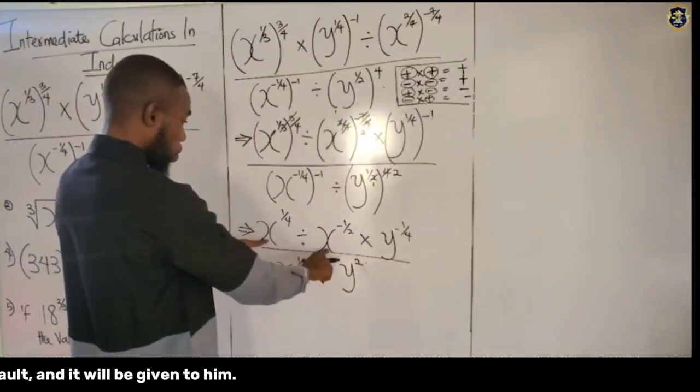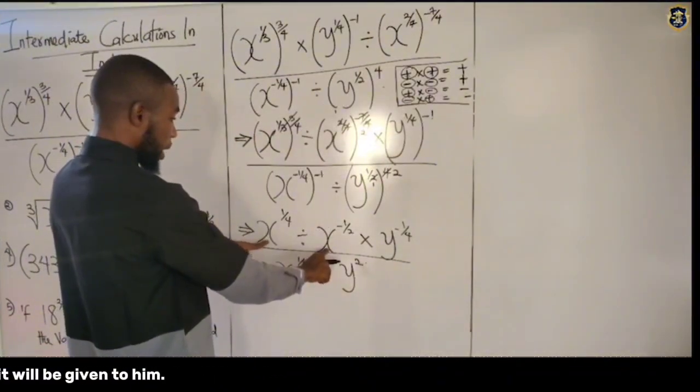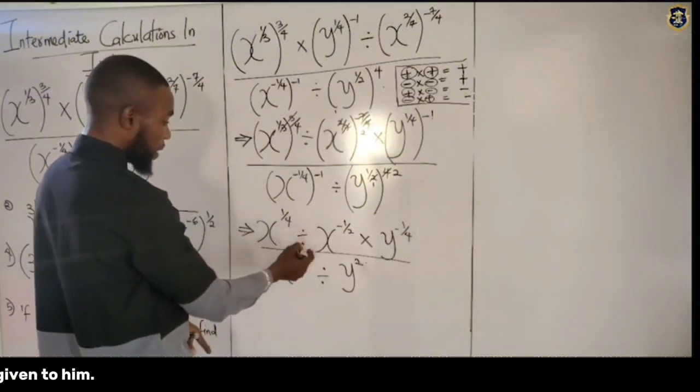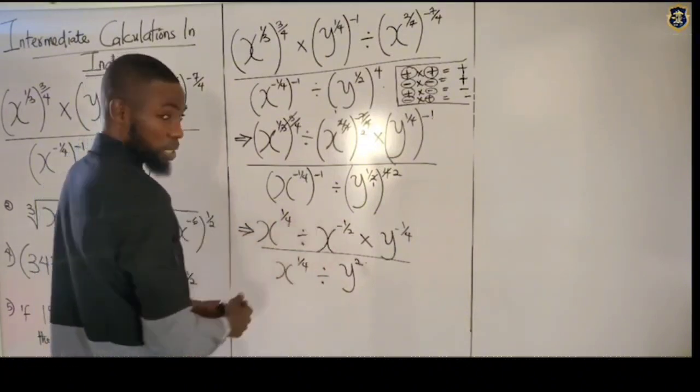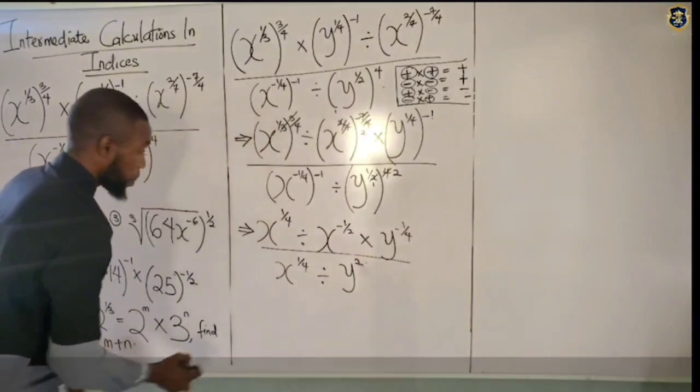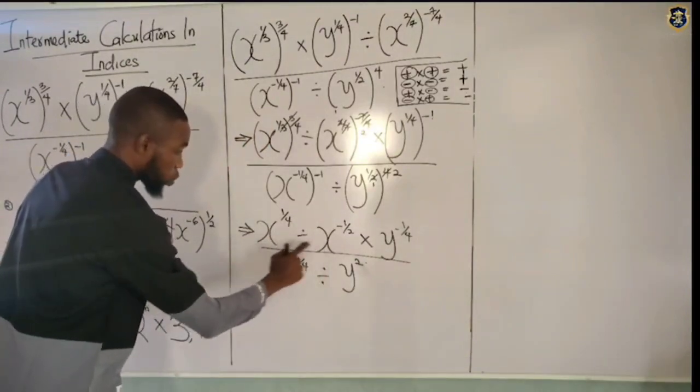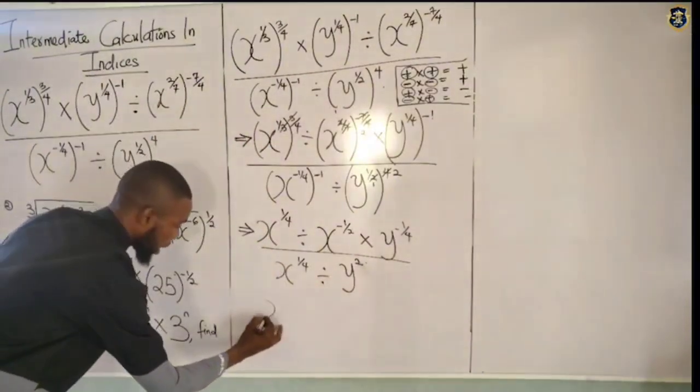Now look at this. We have a law here that says when the bases are equal and we have a dividing operator, we subtract the powers, right? We say that in law 2. Look at this law, these bases are equal. So what do we do? We pick one base by saying x.